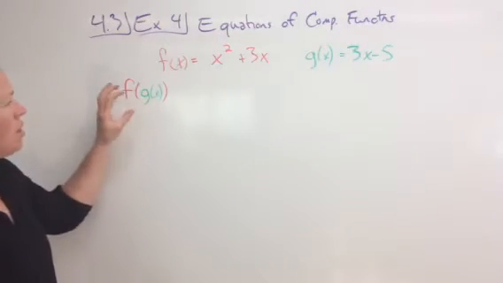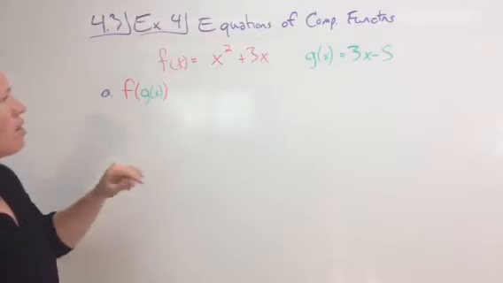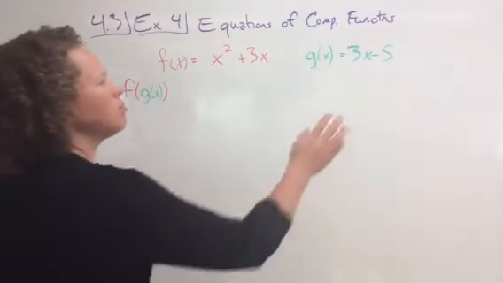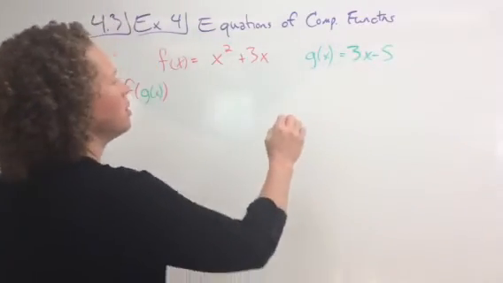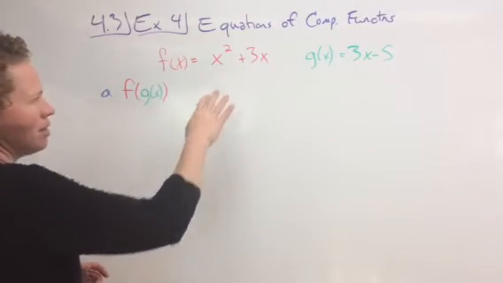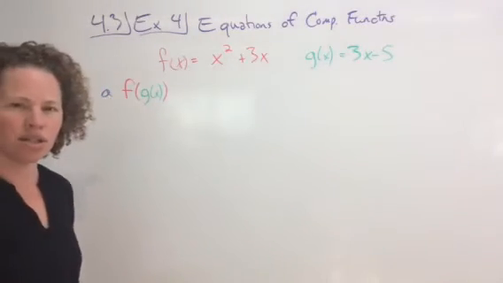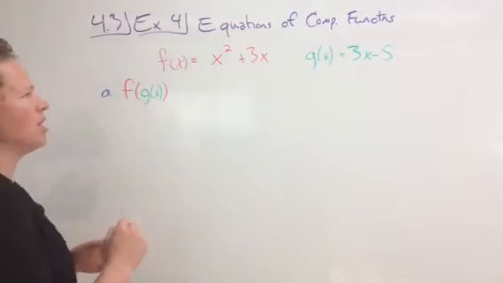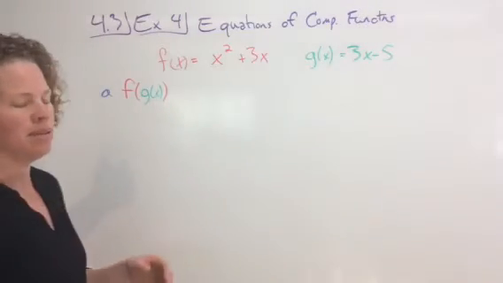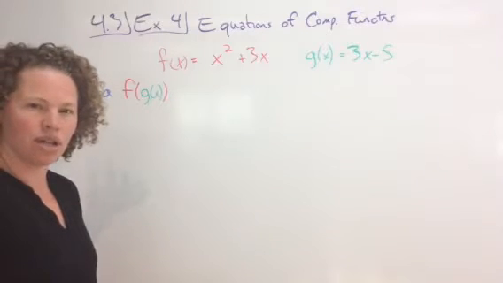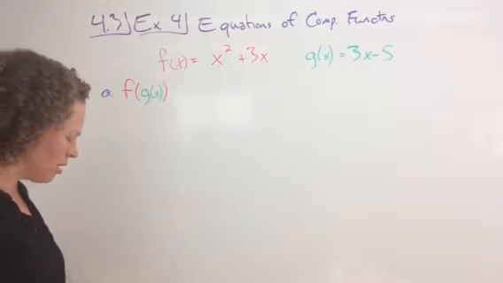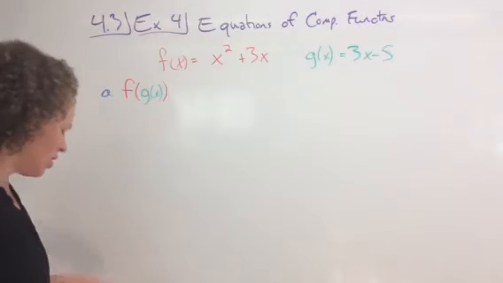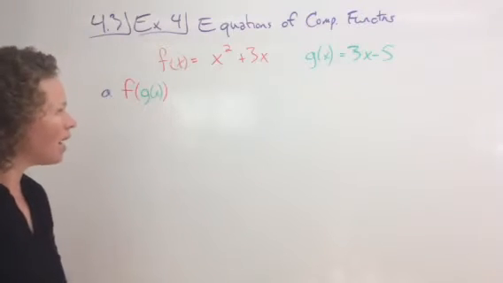Part A asks us to do f of g of x. So if I was plugging in a number, I would plug the number into here, get the answer, and then I would plug that answer into this one. But what they're asking us to do instead is just put that formula inside that formula, get the new equation, and then just plug the number in once. So what we're going to do is write that out.